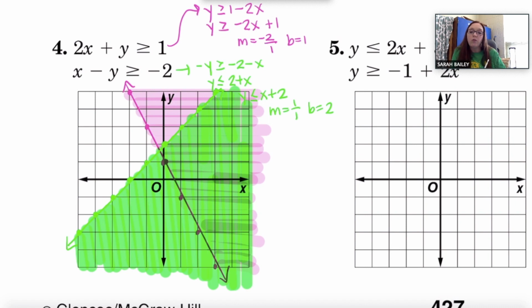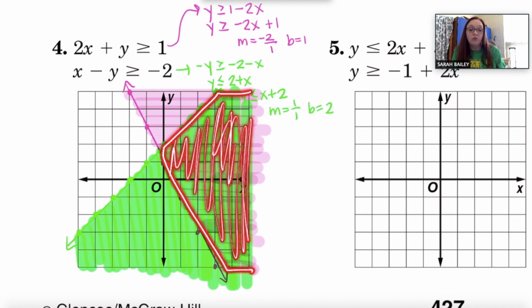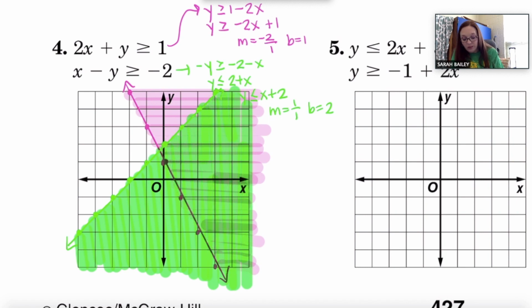Okay, so the solution to this system of inequalities is going to be the part where both the pink and the green shading overlaps. So that's going to be right in through here. All of this area right here, just so you know. So any point that falls in this section would be a solution to that system of inequalities. Okay, so that's basically all there is to it.